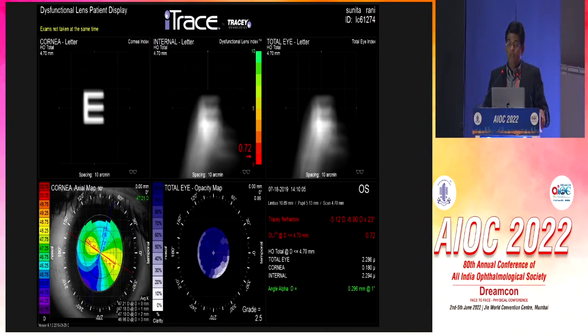So this patient was a 21-year-old lady who came for refractive surgery. Now we're just going to look at the iTrace map. So the corneal iTrace map is normal.